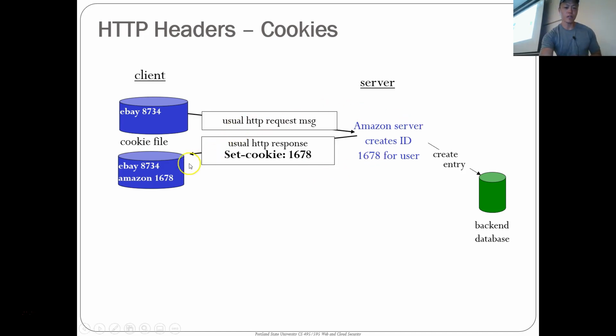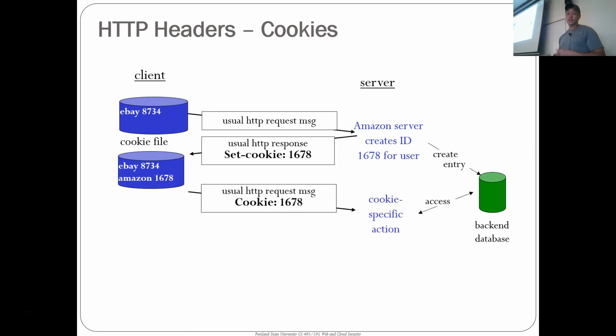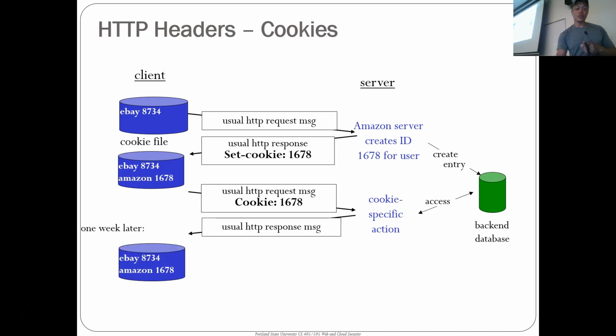Say this is Amazon; the client associates that random number with Amazon. Then on subsequent requests to Amazon, say a week later you revisit Amazon, or if Amazon has an icon on CNN, that cookie will be sent upon accessing that embedded Amazon image on CNN. That would also associate your access with 1678. And that will give you a cookie-specific action on the back end, because now you have associated your cookie. Then you'll get a response message that is tailored to you and your user.